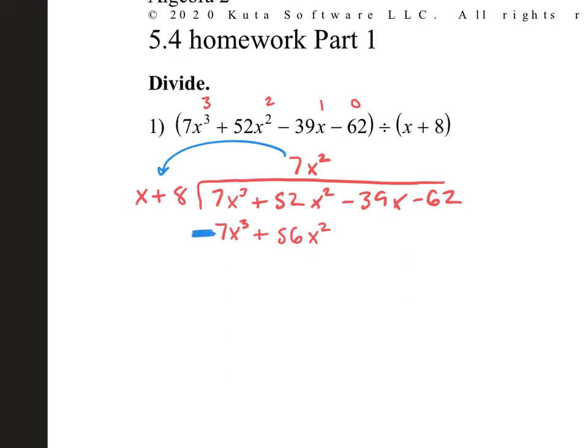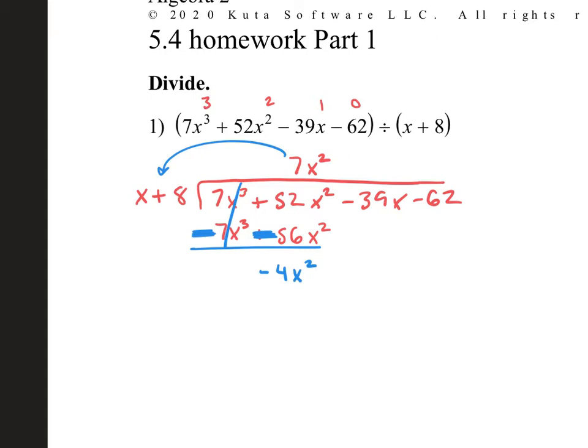Change the signs. Don't forget to change the signs. So they both become negative. And we add them together. So what happens to the 7x cubes? Cancel. And then what is 52x squared minus 56x squared? Negative 4x squared.